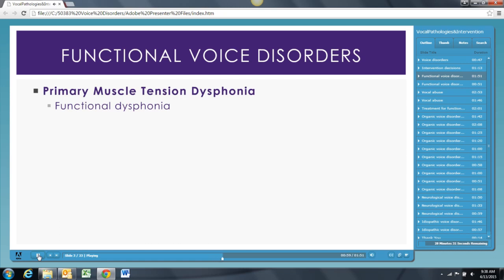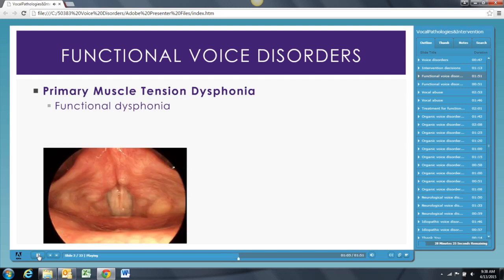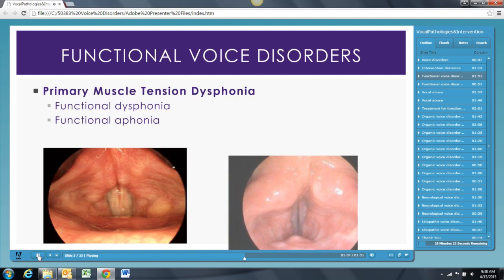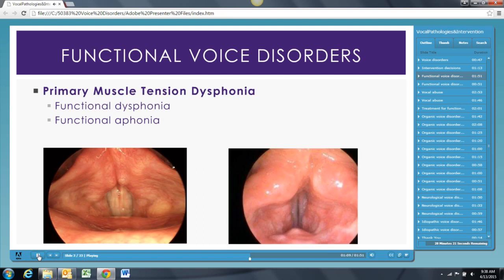Primary muscle tension dysphonia has been given other names. One is functional dysphonia, another is functional aphonia, and this is where there's a complete absence of any phonation during attempts at voice production. And as you can see in the pictures, endoscopic signs of muscle tension dysphonia include anterior to posterior laryngeal squeezing and also medial squeezing of the false vocal folds during phonation.